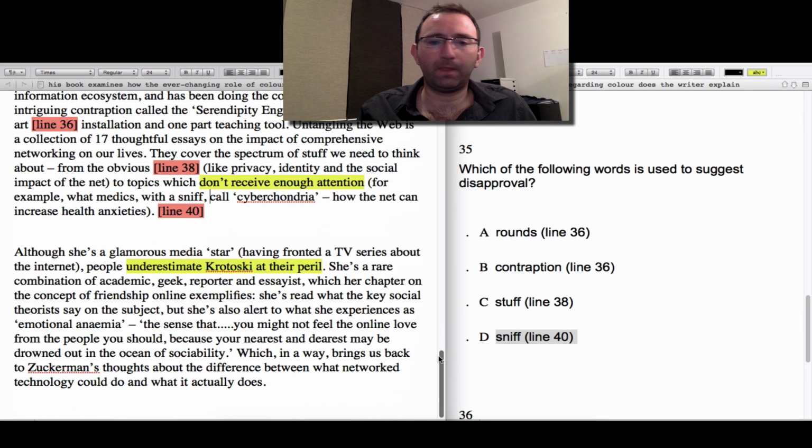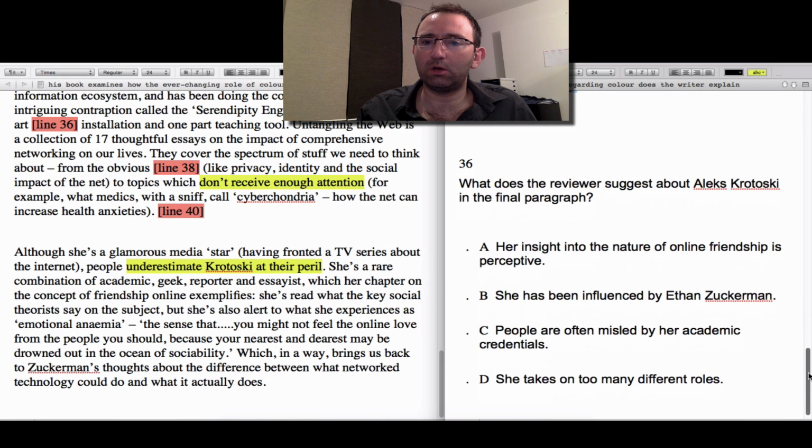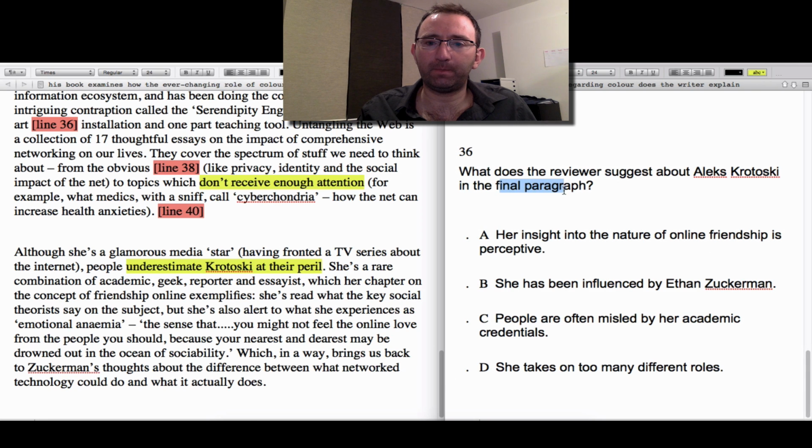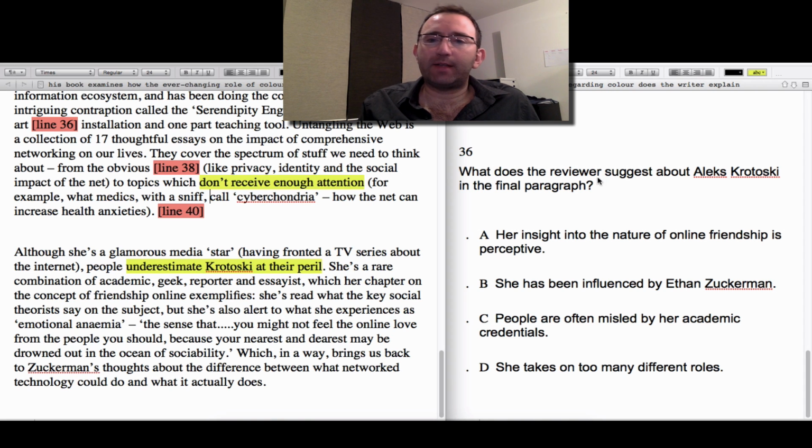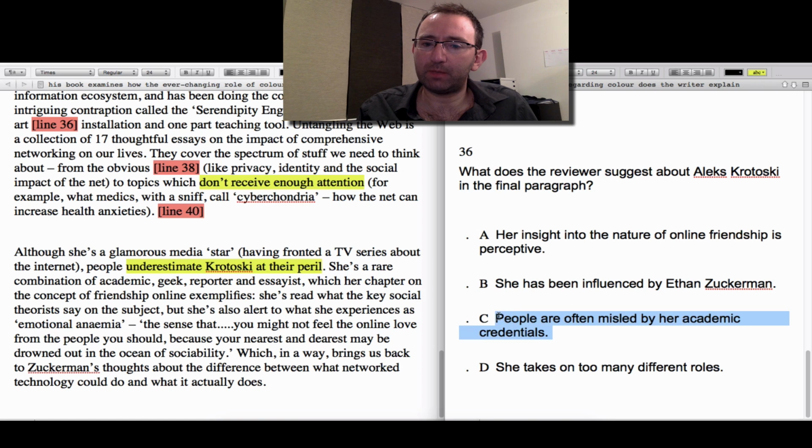Okay. And last question. Yeah, final paragraph. What does the reviewer suggest in the final paragraph? So don't underestimate her was the first thing that I highlighted. Okay, well, that would seem to be C. No, maybe not.